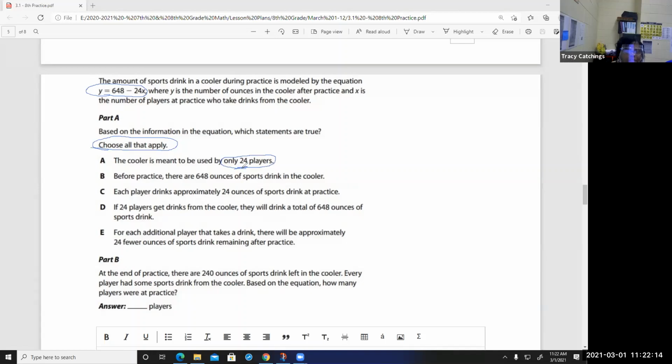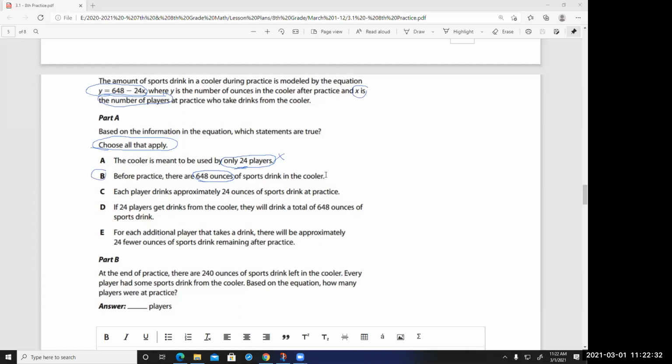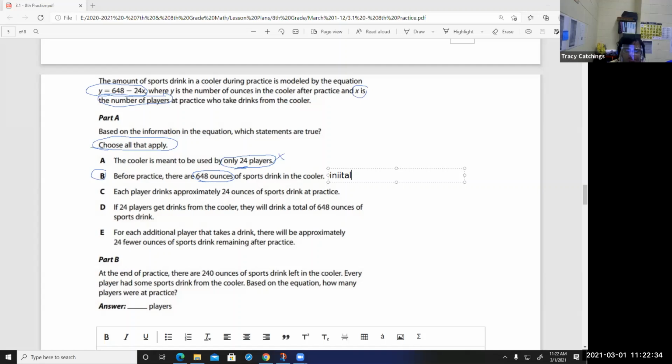What did they tell us represents the players? Do we know how many players right now? All right, B says before practice, there are 648 ounces of sports drink in the cooler. Why did you say yes? Because that's the initial value. Good job. Initial value or the y-intercept, for those who know what that is.